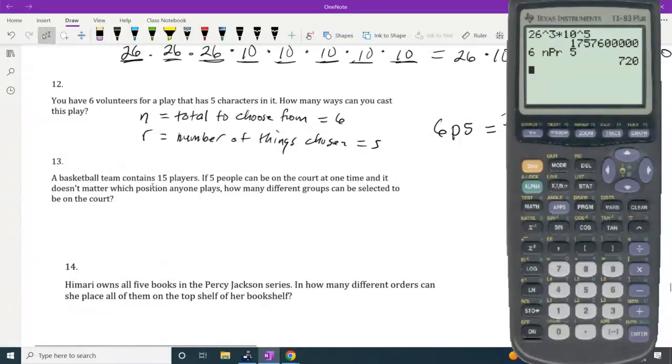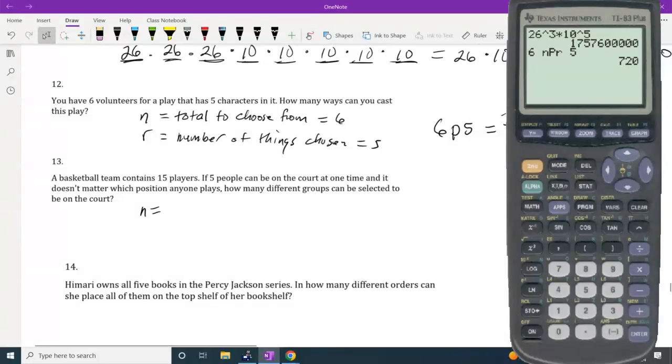All right, 13 says a basketball team consists of 15 players. If 5 people can be on the court at one time, and it does not matter which position anyone plays. That is a key statement in this problem because if you're not worried about positions, you can get like the shortest man to play center. And in a real game, you probably wouldn't want that. Right? So it doesn't matter who plays what position, so this is a combination. How many different groups can be selected to be on the court?